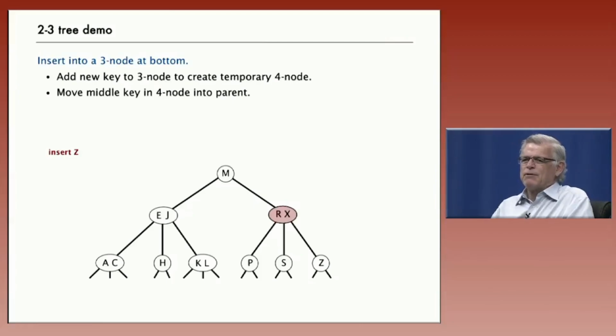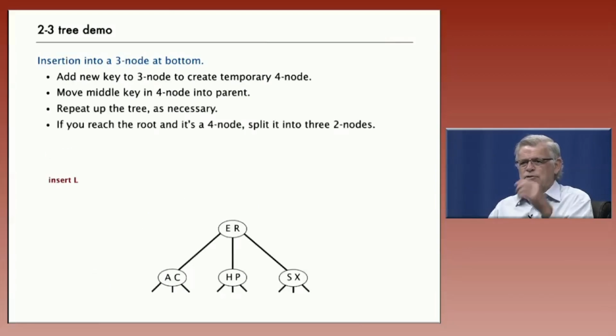Now, if that parent were a 3 node, it would become a temporary 4 node and would continue the process moving up the tree. That's a demo of search and insertion in a 2-3 tree.